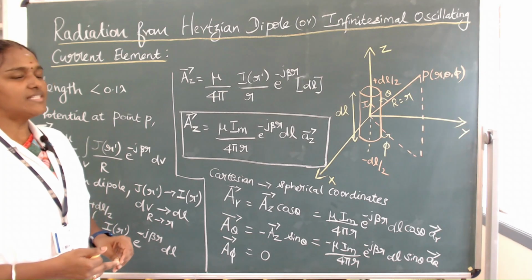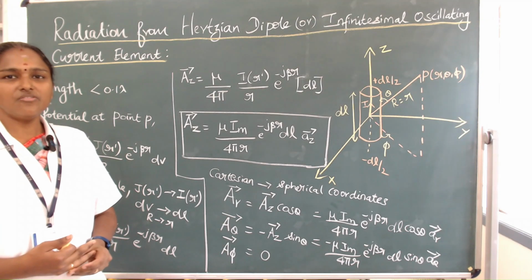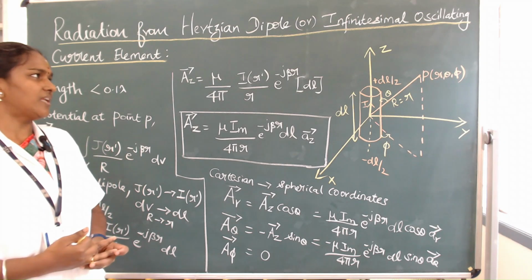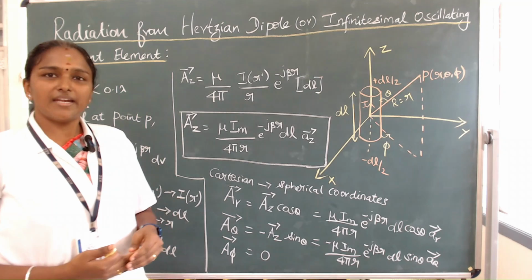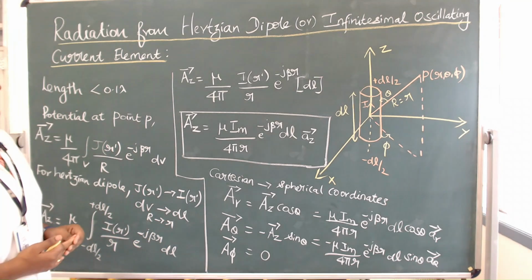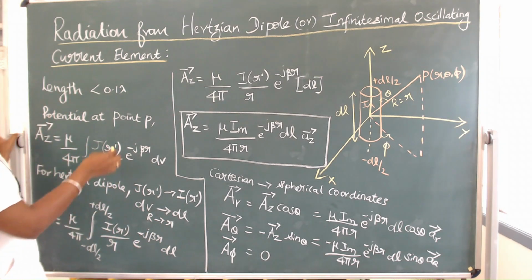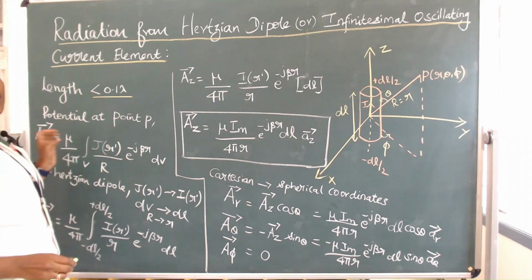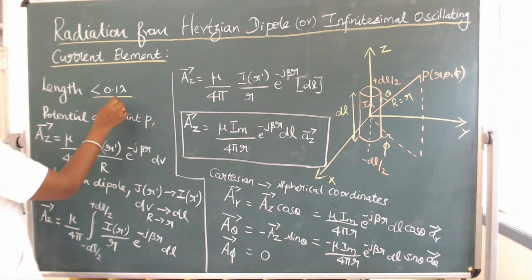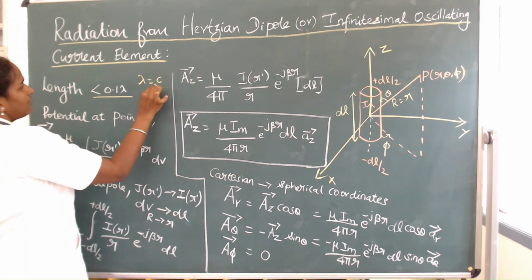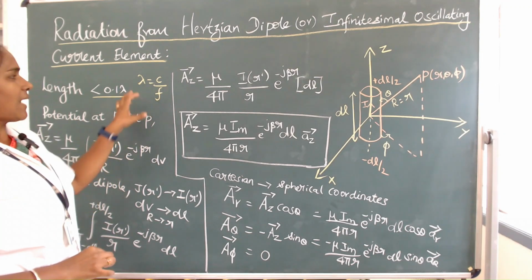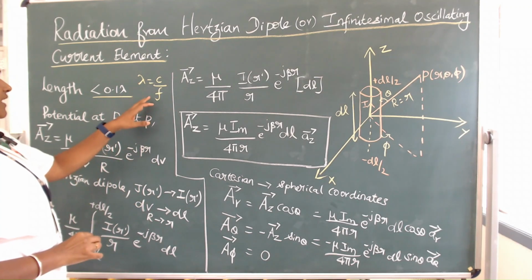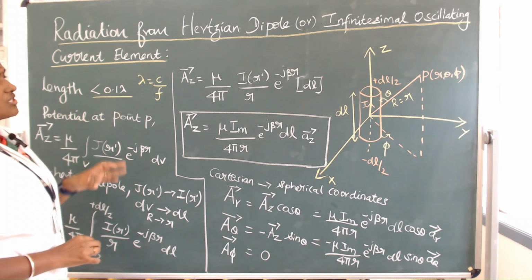In this video, we will discuss the radiation fields obtained from a Hertzian dipole antenna. A Hertzian dipole antenna is also called an infinitesimal oscillating current element, whose length is very small. The length of the antenna is about 0.1 lambda. Lambda is equal to c by f for any operating frequency of the antenna. So lambda can be obtained, and we can decide the length of this Hertzian dipole.